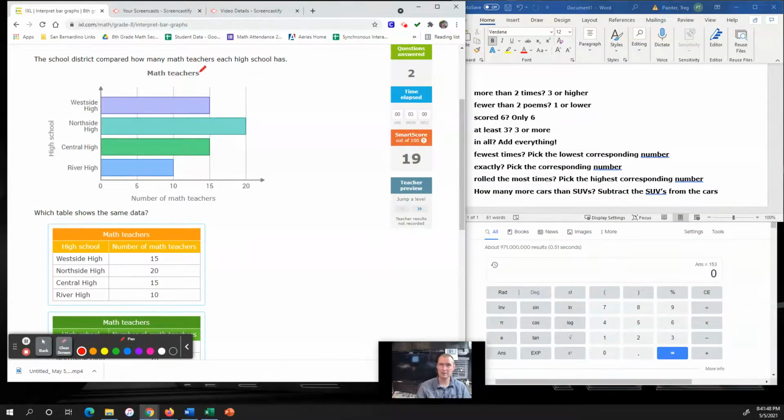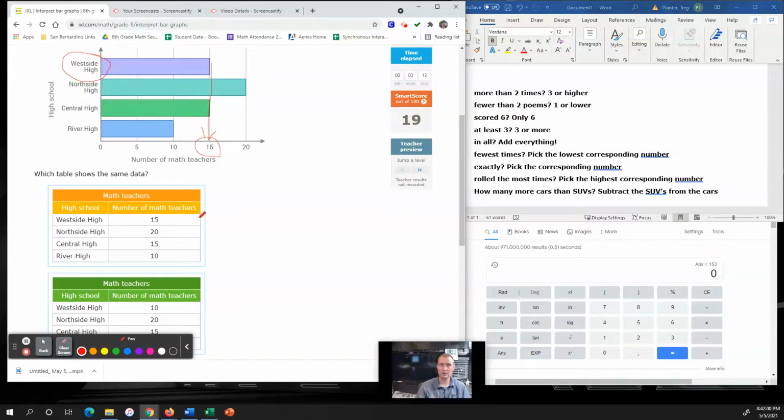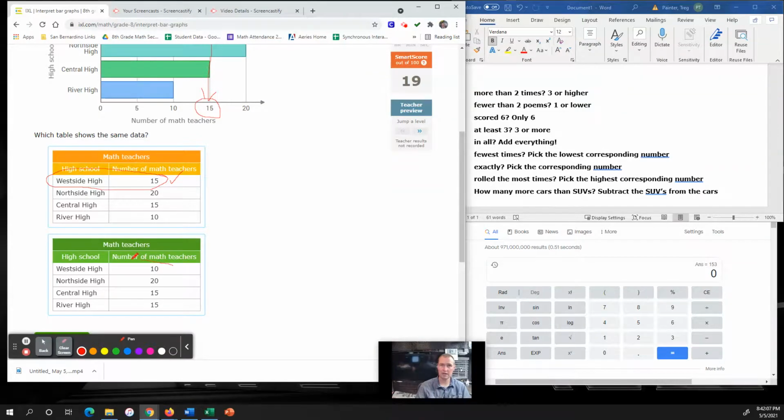The school district compared how many math teachers each high school has. Which table shows the same data? To start with the first one, West Side High has 15 math teachers. So far that's good. In the second one, West Side High only has 10 math teachers, which isn't correct. So the first choice has to be the correct choice.